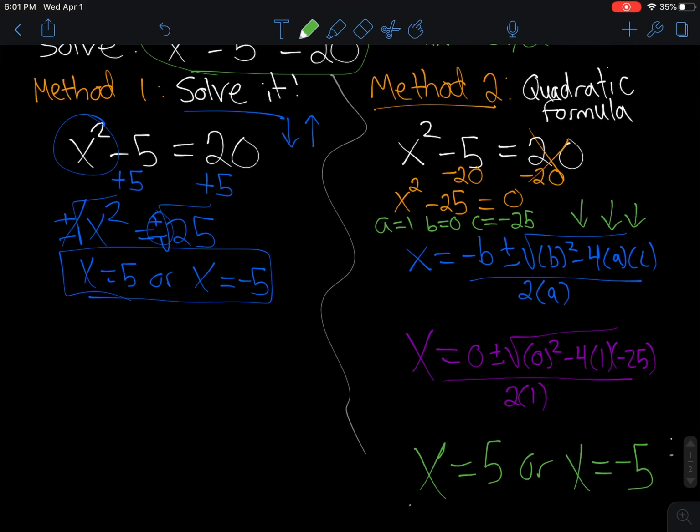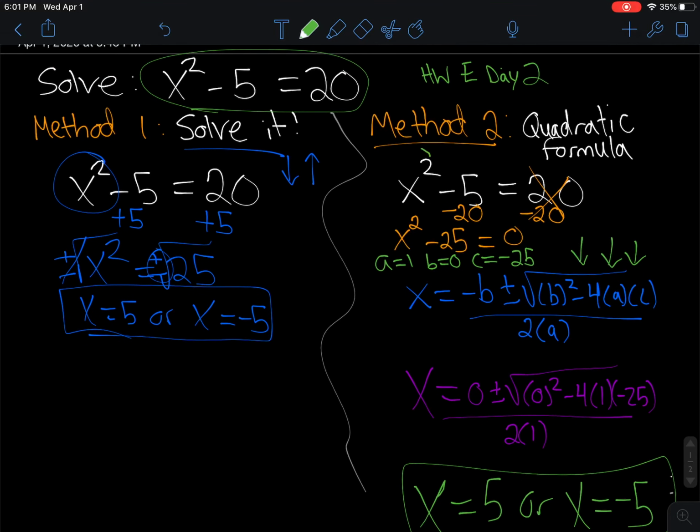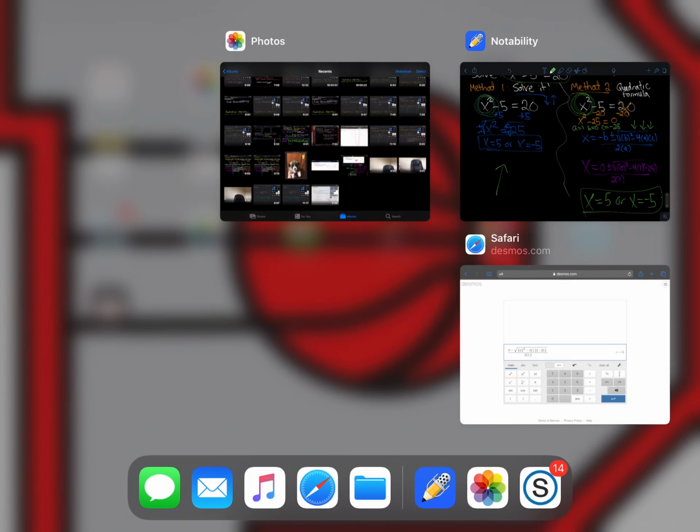Now, I don't care which way you do it, but just be aware, when there's just one x present, you can just solve it the traditional way of solving it, like we have always done since first semester. You just have to be able to recognize that, and that's really important. But anyways, my answer here is going to be 5 or negative 5.